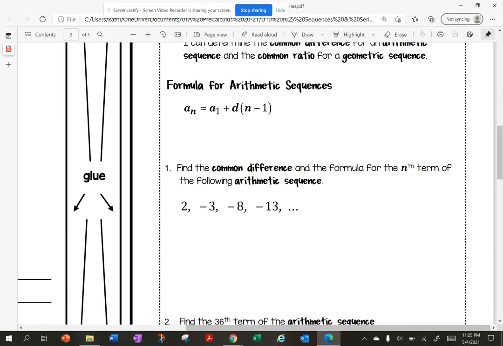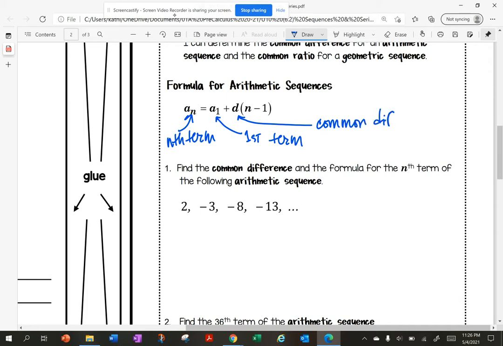Okay, so to review, a sub n means this is my nth term. So this is the nth term. a sub 1 is the first term. d is the common difference. And n is the number of terms.